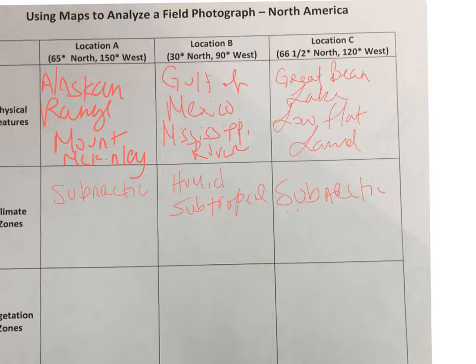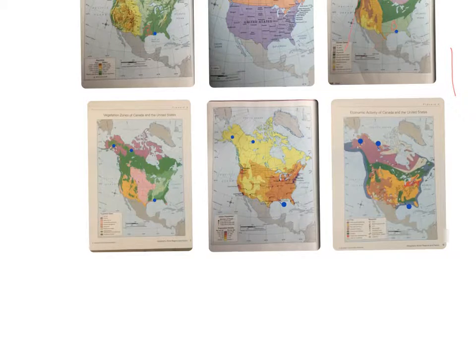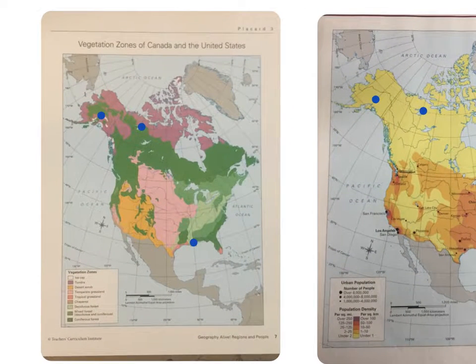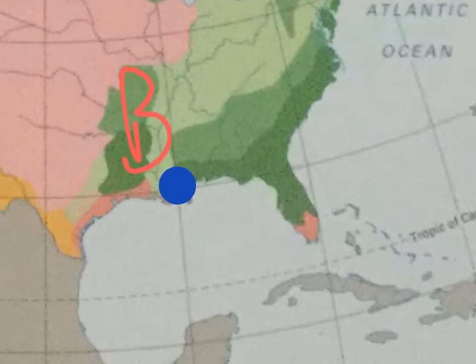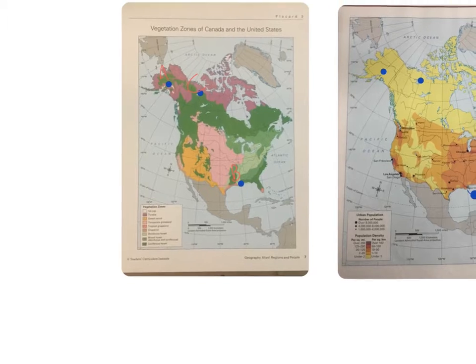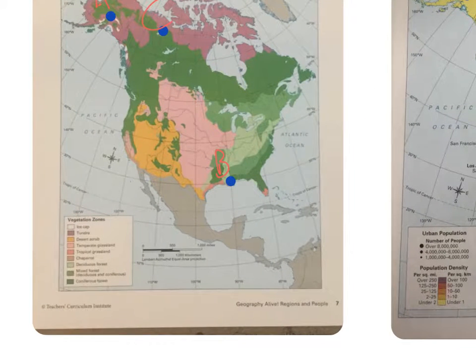And again, I'm going to do everything all at once and then write it down all at once. So as I go to my vegetation zone map, I make sure that I have location A, location B, and location C. I see that location A is a mix of tundra, ice cap, and coniferous forest. Location C is just coniferous forest. And then location B, if that circle wasn't there, I would notice that I was in that pink zone, which is tropical grassland. And so that's what I'm going to record on my graphic organizer.